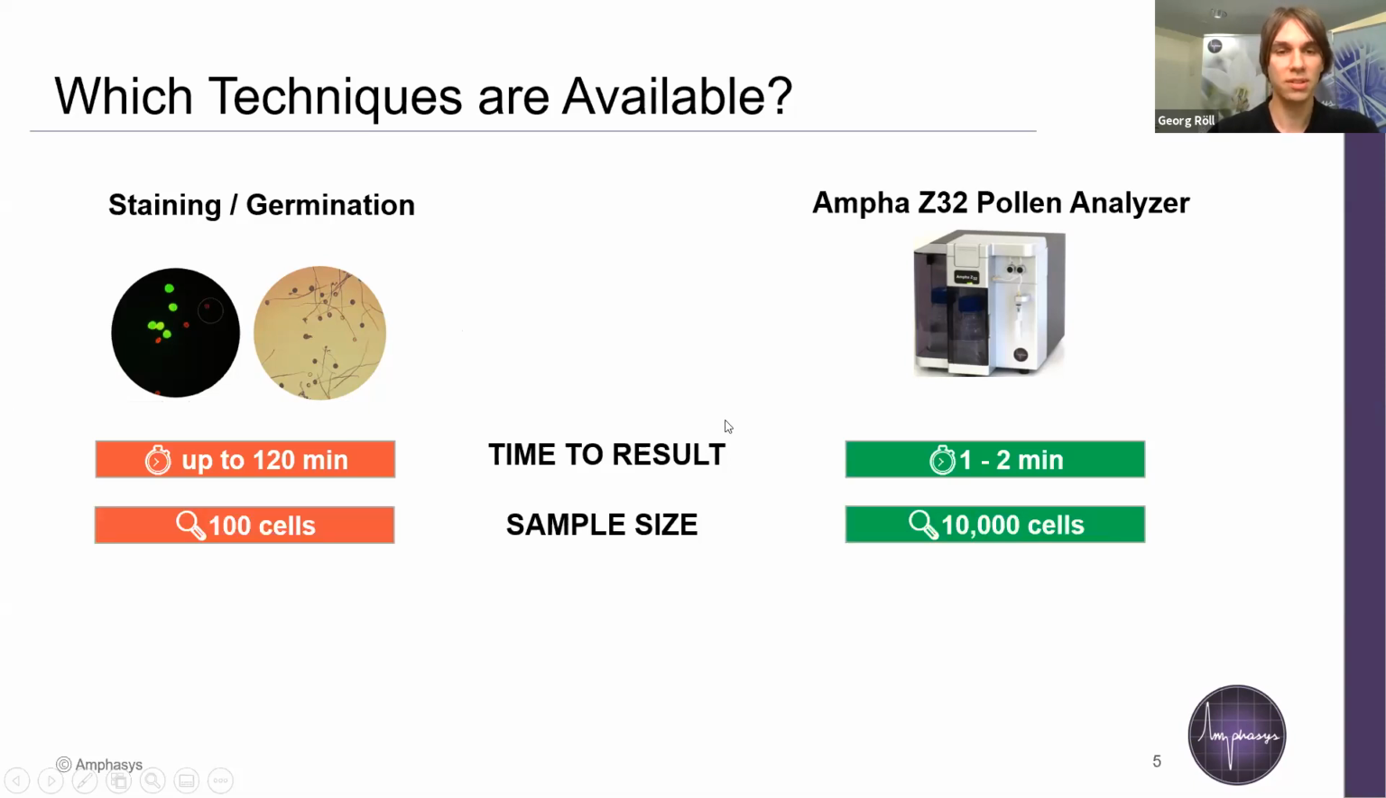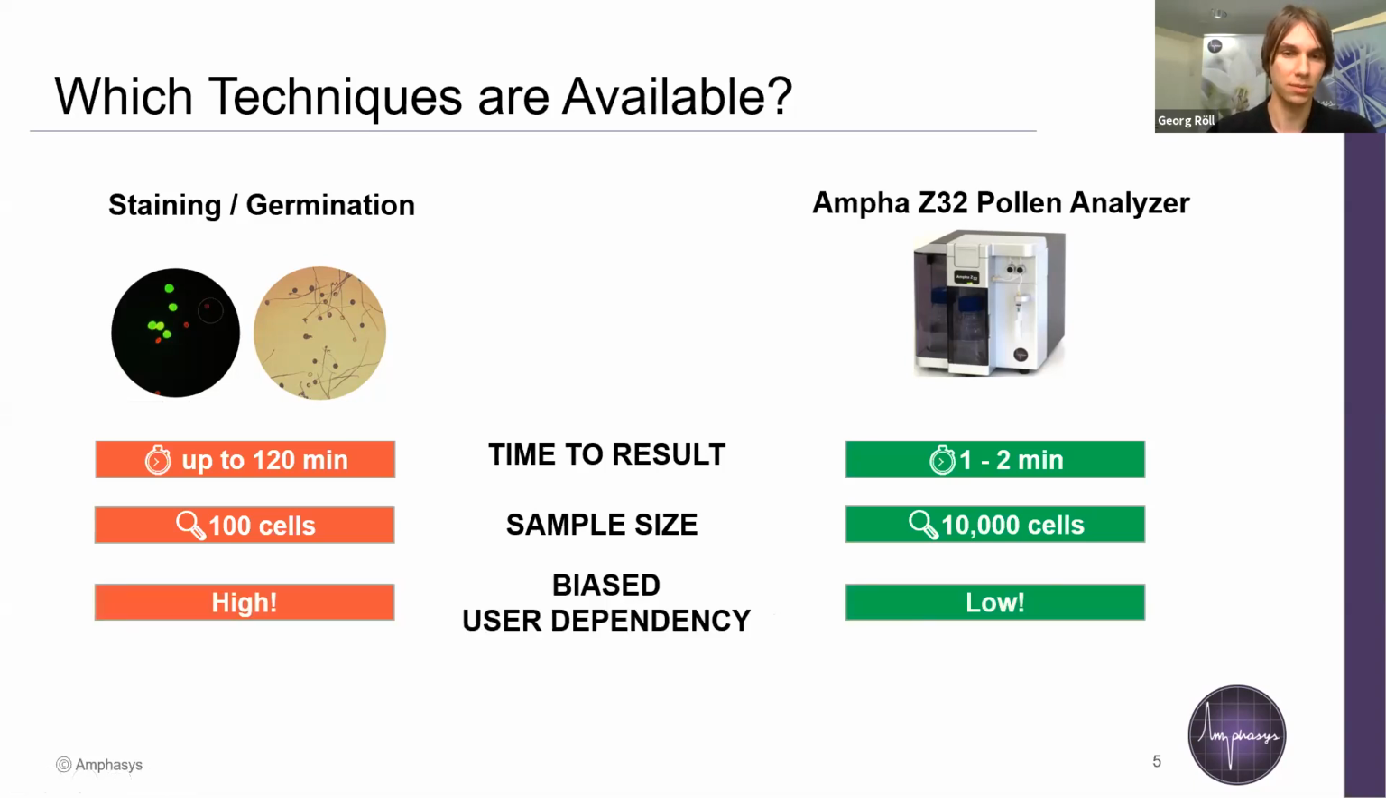If we are focusing on the sampling size, then with germination and also staining, you have to work with around 100 cells. You cannot really count more because you have problems with overlapping, especially with germination, where the tubes are overlapping, so distinguishing between viable and dead is really hard. In contrast, with our technology, you can easily quantify up to 10,000 cells. That means you will get a better and more statistically robust result.